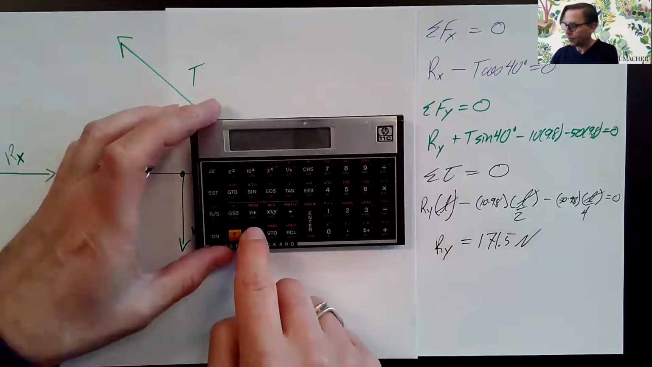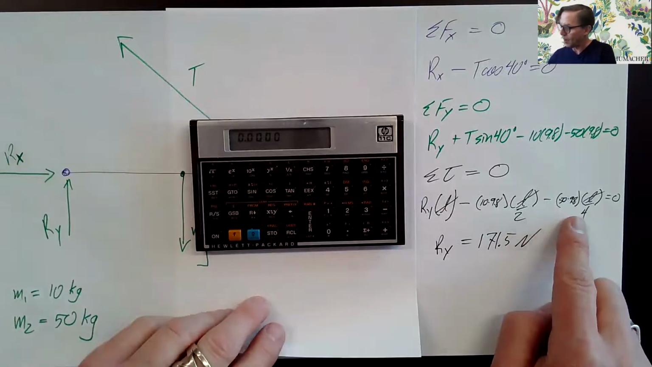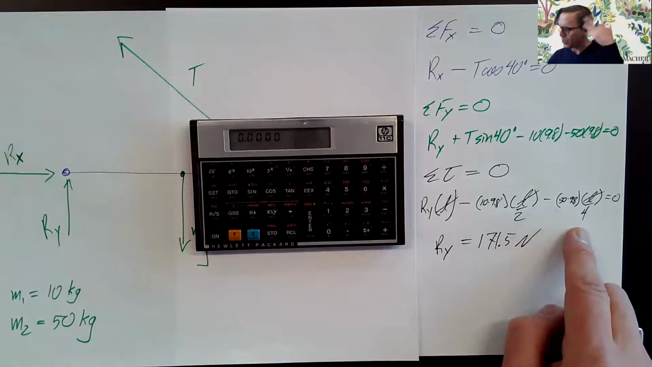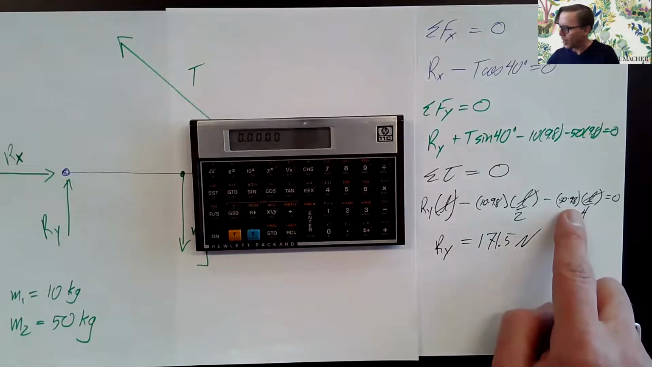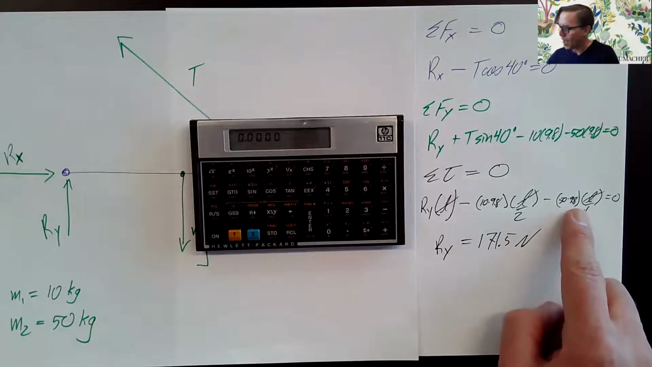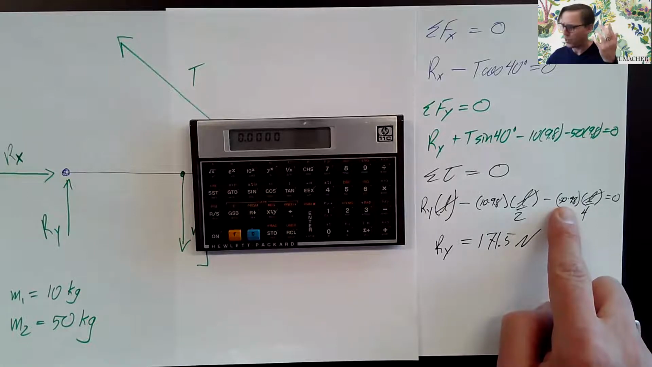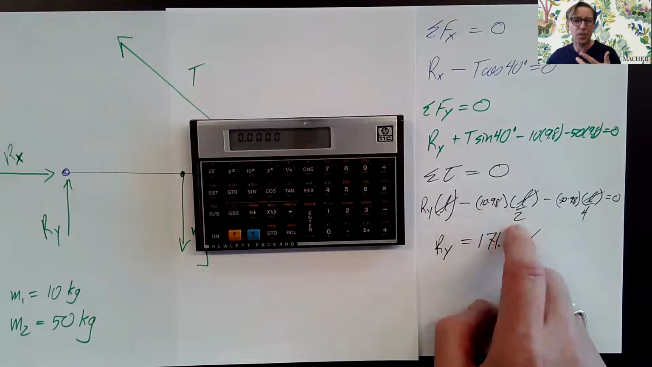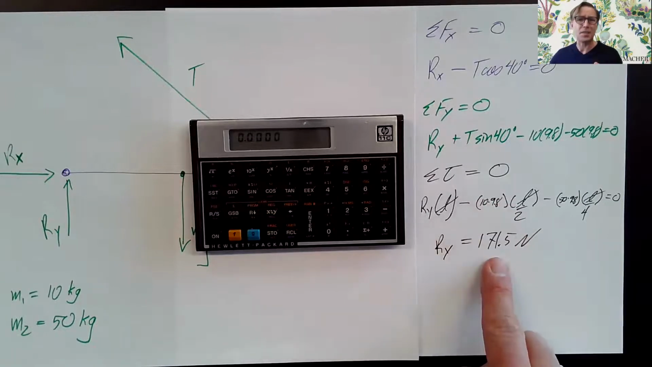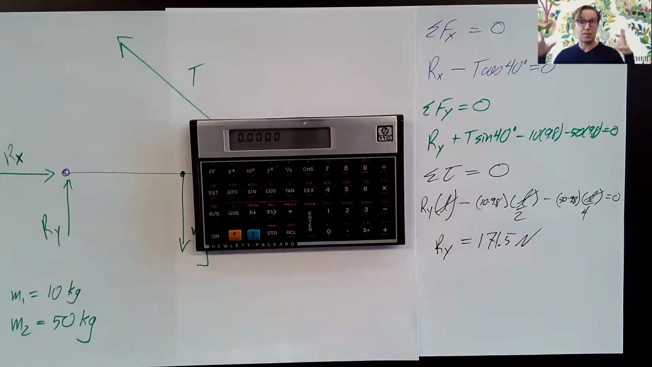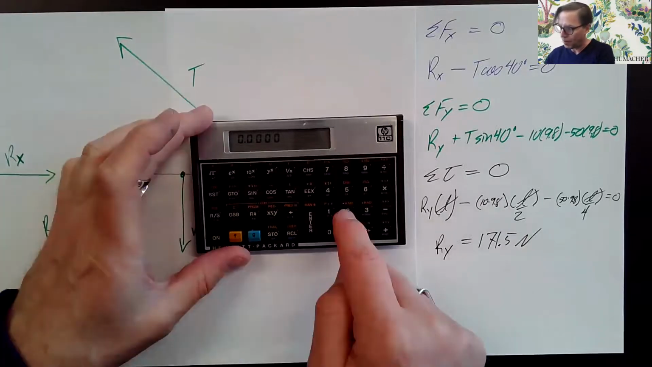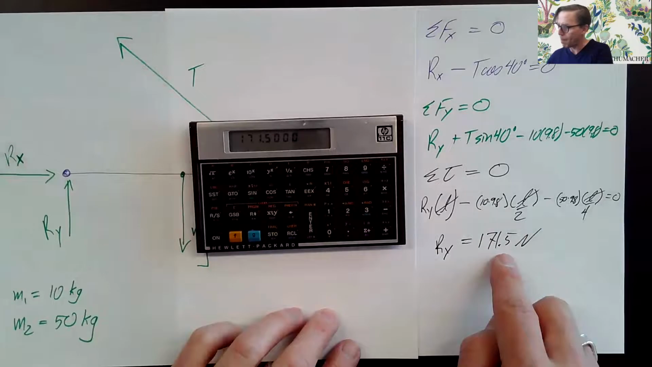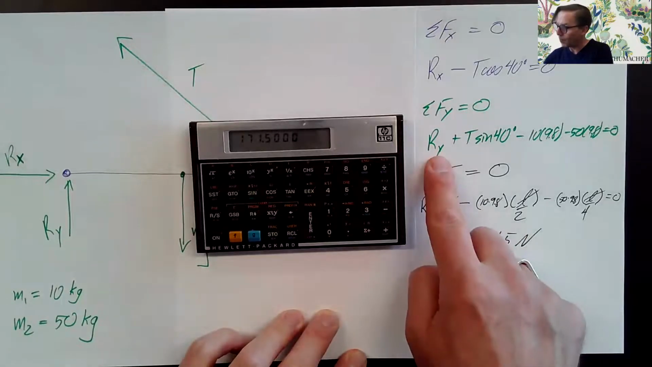Does that make sense? So let's see if that is making sense intuitively. 9.8 over 4 is about 2.5. 50 times 2.5 is about 125. And 5 times 10 is about 50, and 125 and 50 is about 175. So intuitively, that works for me. 171.5. All right, now that's Ry.